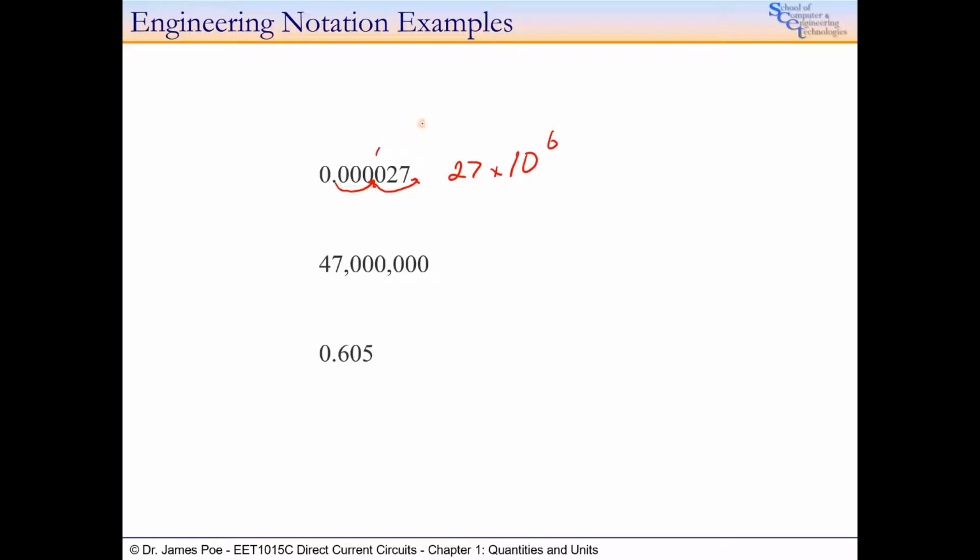But again, notice we went from really, really small to much bigger, and so I have to be negative to balance it. In this case, 3, 6, and again, we can't go anymore, or there'd be a 0 to the left of the decimal, and so we have 47 times 10 to the 6th. This one, move it over by 3, and we're done. Number between 1 and 999, so we have 605 times 10 to the 3. Again, we went from small to big, so this needs to be negative to balance it out.